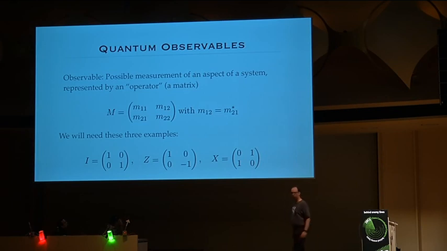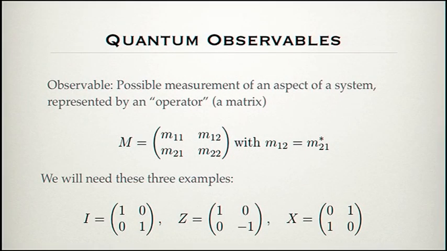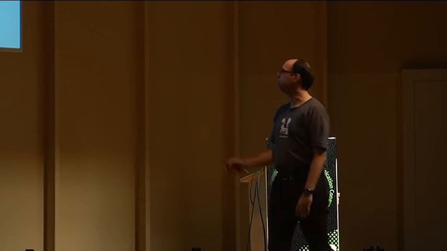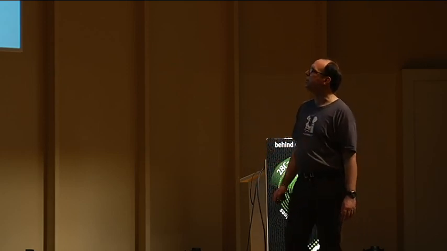Then I have this matrix that I want to call Z. Z looks like this one, except it has -1 in this position. What this does when you apply it to a vector is it leaves the first component intact, and the second component gets a minus sign. Okay, that's the operation that I do with the Z operator. And then I have an X operator that looks like this, has the ones and the zeros swapped. And what it does with the vector, it flips the components. It puts the upper component in the lower position and the lower component in the upper position. Okay, these are my 3 measurements or observables that I need in this talk.